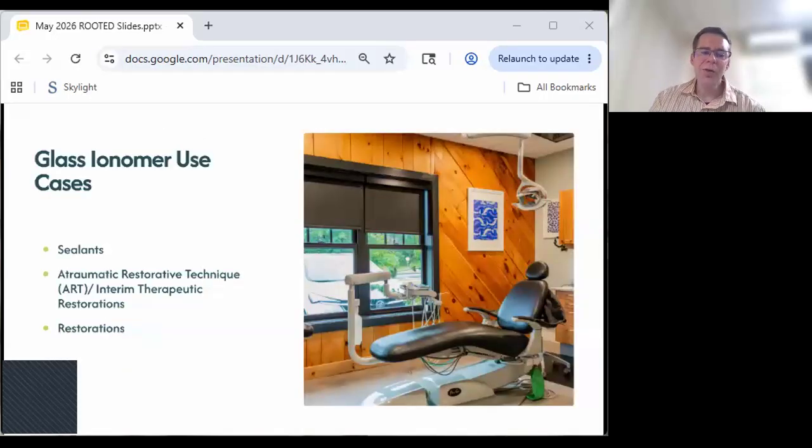So the uses: you can use it as a sealant, which is preventive in the posterior area where there are grooves, where you put this little material over the top to prevent cavities from forming there. You can also use it as an atraumatic restorative technique, which I'll talk about momentarily, or as a traditional restorative material.